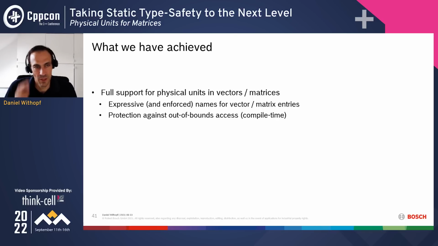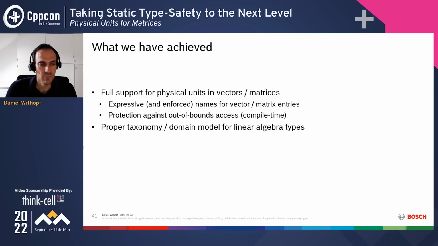What have we achieved so far in the talk? We've seen that we can achieve full support for physical units in vectors and matrices. This means we have expressive and enforced names for all vector and matrix entries. So we always have to use these index types, and it's no longer possible to access with an integer index. We also achieved protection against out-of-bound accesses at compile time because we use these indices. And it's fairly easy to verify that the index is actually part of the type list of our matrix or vector. We've also seen that we have constructed a proper taxonomy, or a full domain model, for linear algebra types.